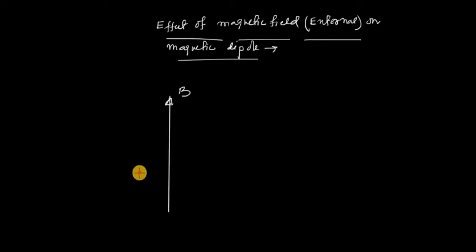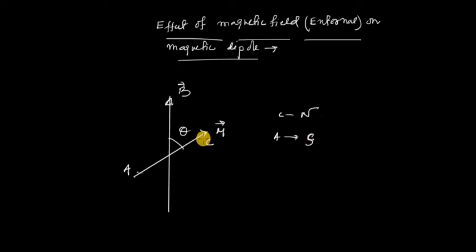Now a dipole is placed in this field in a direction making an angle theta with B. So this is our magnetic dipole, and it makes an angle theta with the magnetic field. Since the magnetic dipole moment is along A to C, at C we have a north pole and at A we have a south pole.